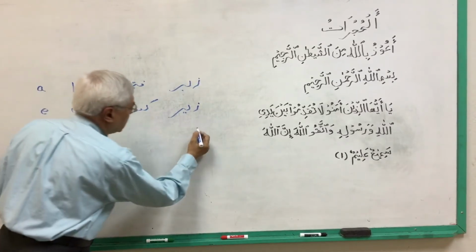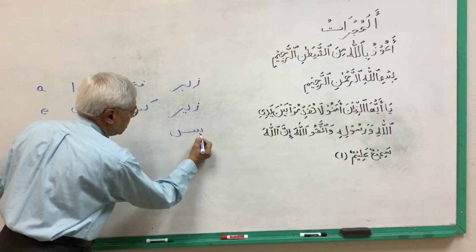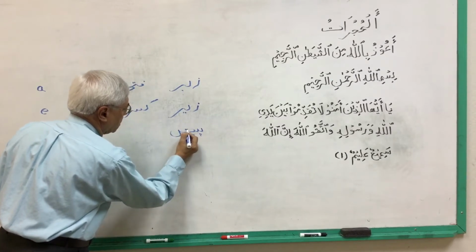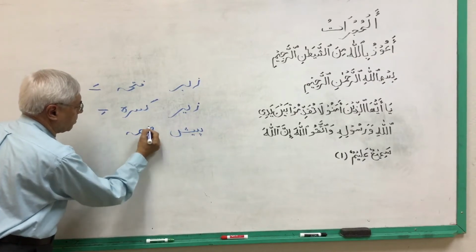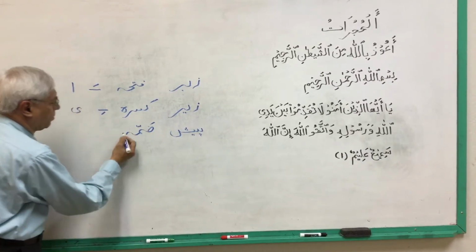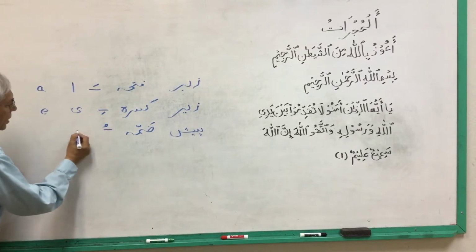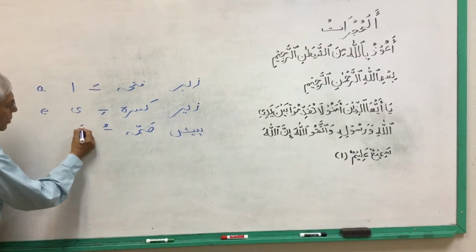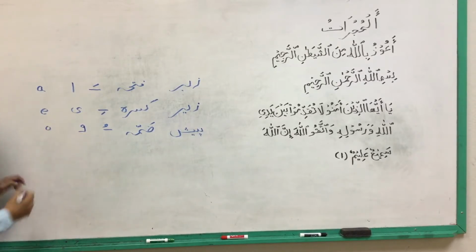And the third one is we call pesh. This is called dhamma. And this is represented by this. This is the sound of waw. And in English it is O. Okay.